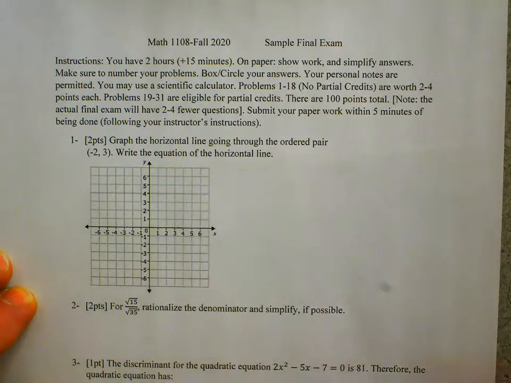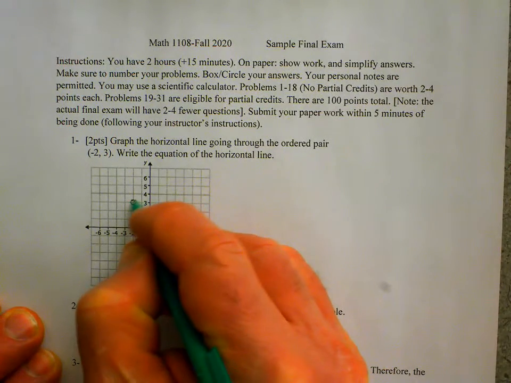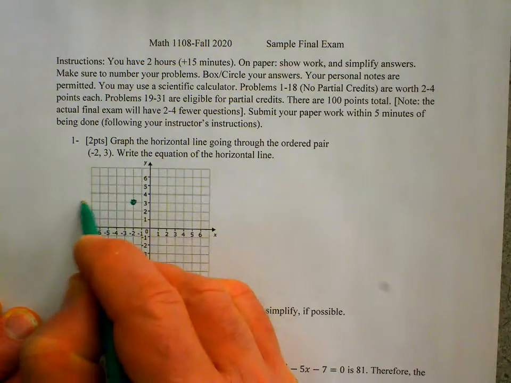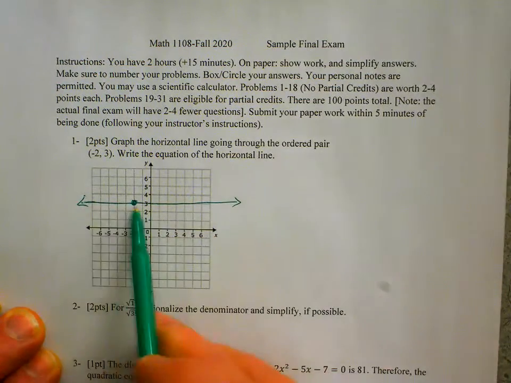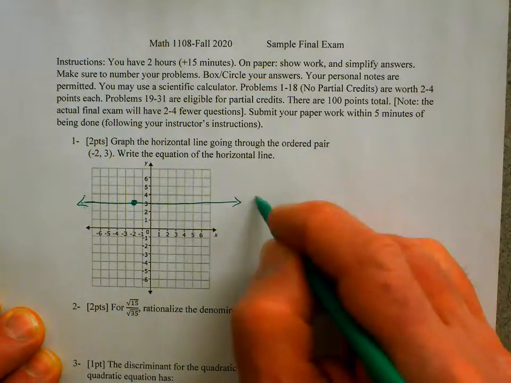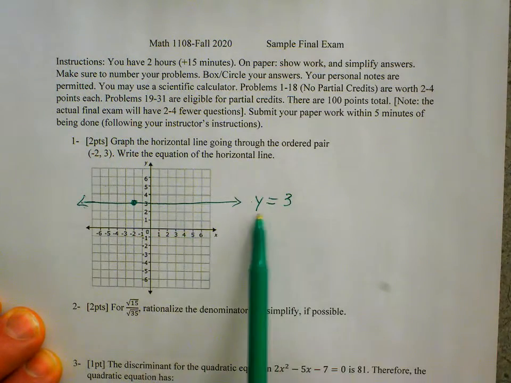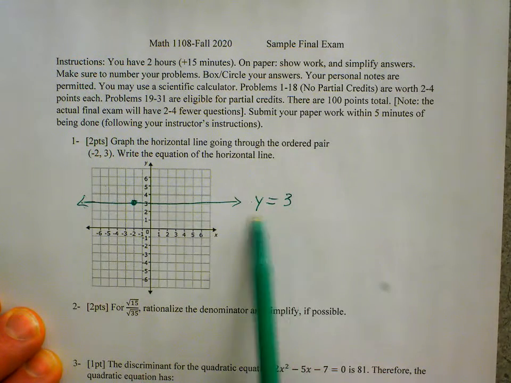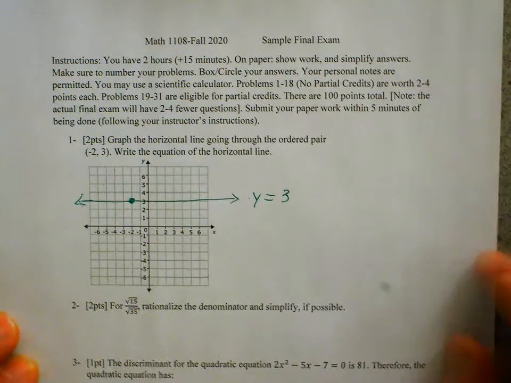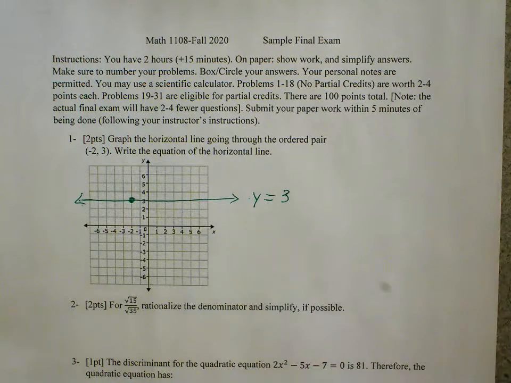Here on this one, it says graph the horizontal line going through the ordered pair (-2, 3), and then write the equation of that horizontal line. The point (-2, 3) is right there, and that's the horizontal line. The equation for that horizontal line is y equals the y coordinate, 3. Every point on that horizontal line has the same y coordinate of 3, so we write y equals 3. If you only write the number 3, that's incorrect. It must be y equals 3.